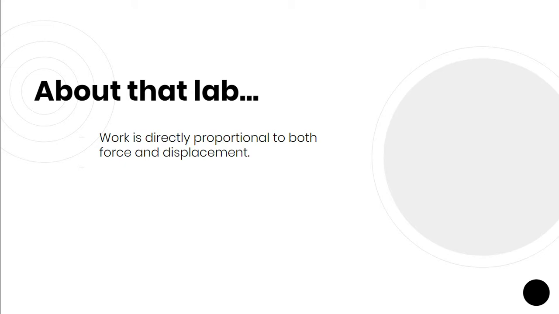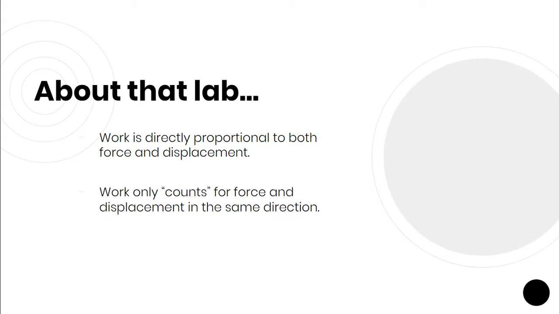First off, work is directly proportional to both force and displacement. This means that if I increase the amount of force that I need to apply to an object, or I increase how far it goes between its starting point and its ending point, I'm going to be doing more work on that object. Similarly, work only counts if force and displacement are in the same direction. So the force actually has to cause that displacement in order for work to be done.